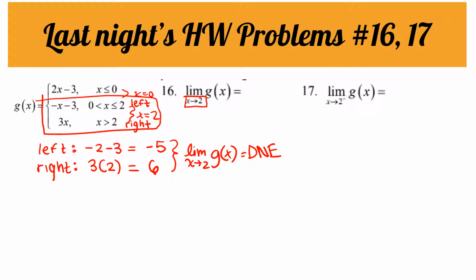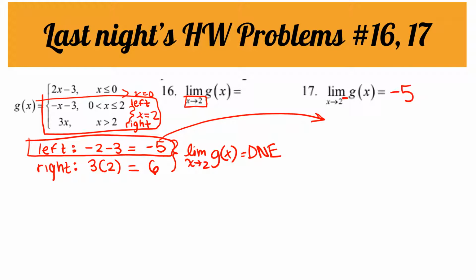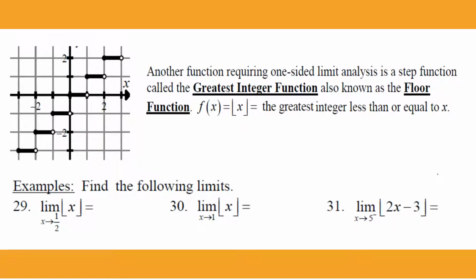So moving on to 17, the good news is we're looking at the same piecewise function. We've actually done all the work already for this one. This is the limit as x approaches 2 from the left, that less than side. So from the left-hand side, we already did that. Bring that on over, and we can just say that this must equal -5. There's your left-hand side limit.